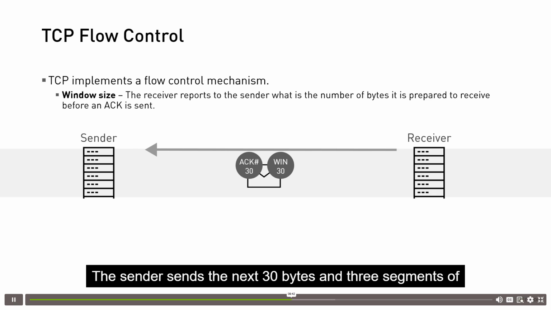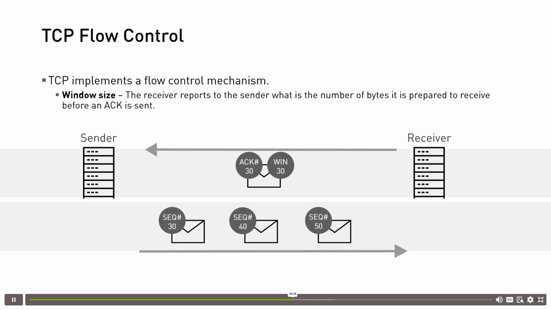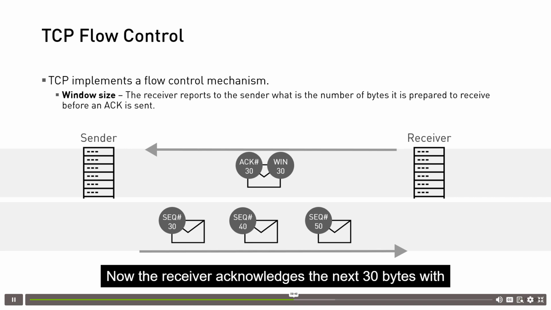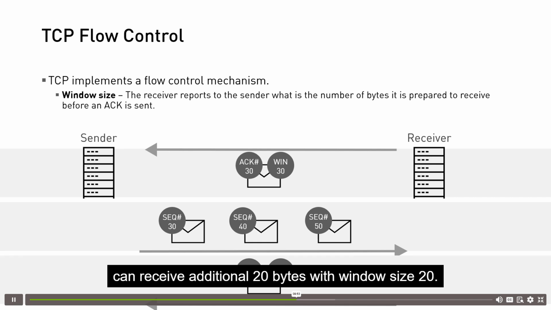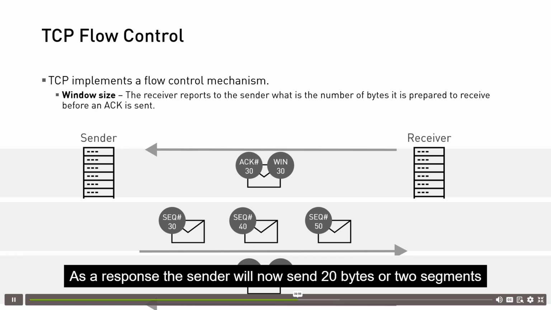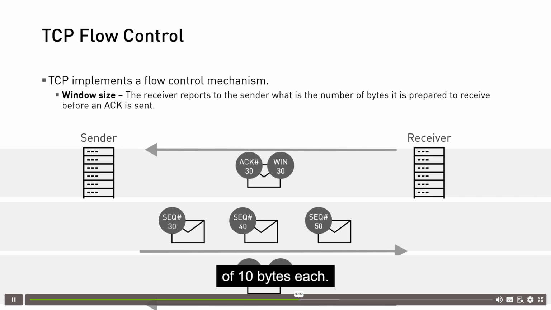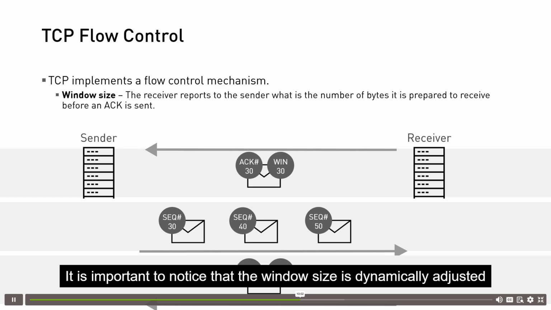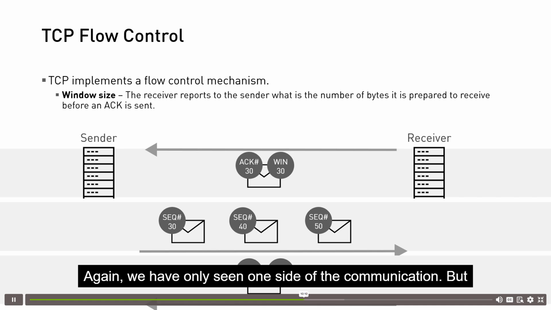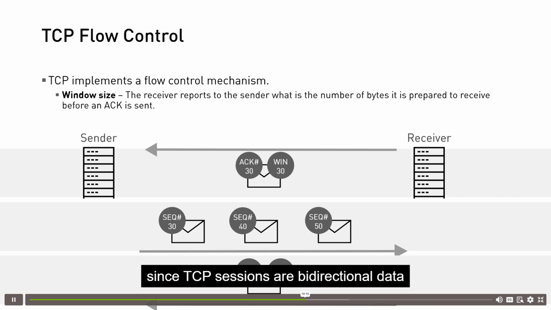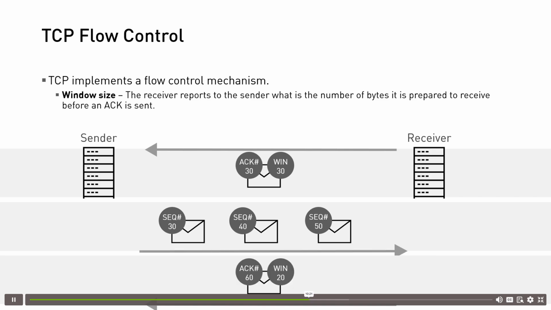The sender sends the next 30 bytes in 3 segments of 10 bytes each. Now the receiver acknowledges the next 30 bytes with acknowledgement number 60, and reports to the sender that it can receive an additional 20 bytes with window size 20. As a response, the sender will now send 20 bytes, or 2 segments of 10 bytes each. It is important to notice that the window size is dynamically adjusted, increased or decreased as needed. Again, we have only seen one side of the communication, but since TCP sessions are bidirectional, data is sent and received in both directions. This means that each side controls its receive window size independently.